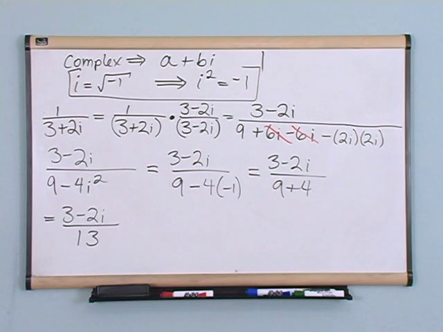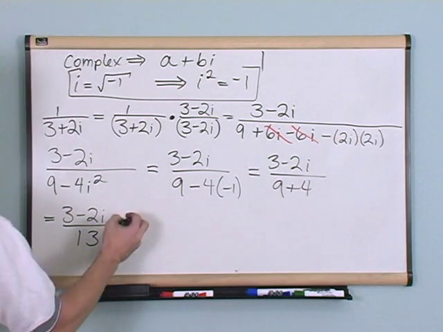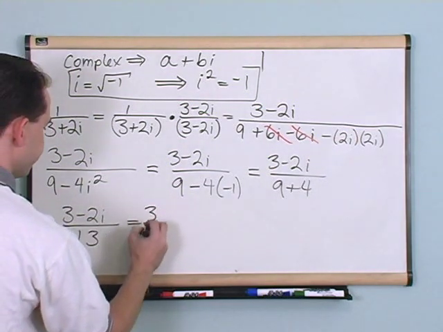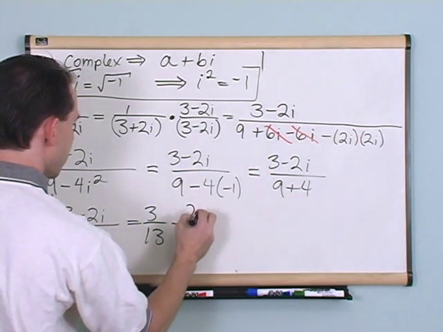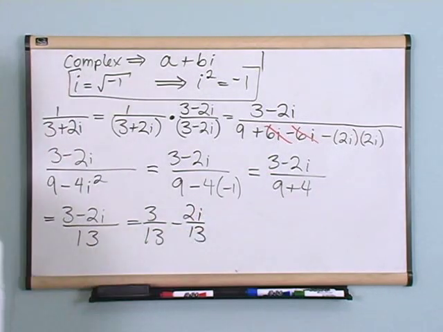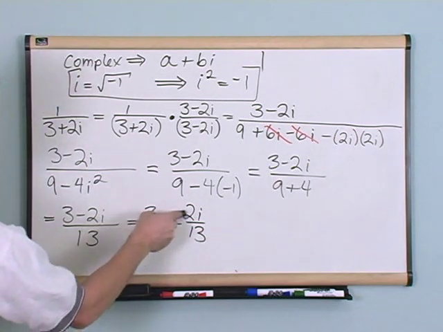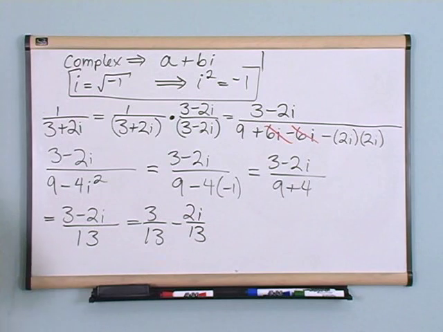Okay? 3 minus 2i over 13. And then you can even split this up more if you want to. It's not required, but you could just say, okay, well, that's 3 over 13 minus 2i over 13. And you can convince yourself that's true because the denominator is the same, so if you just add the numerators together, you get back what you started with.